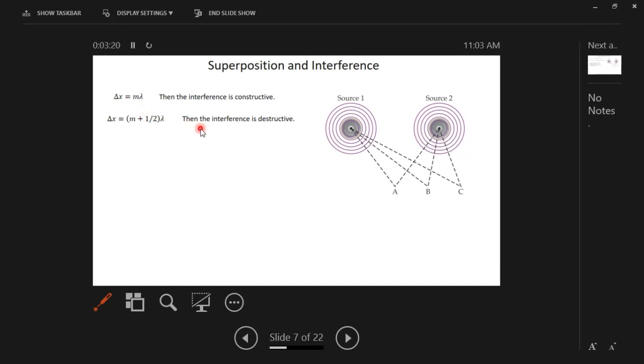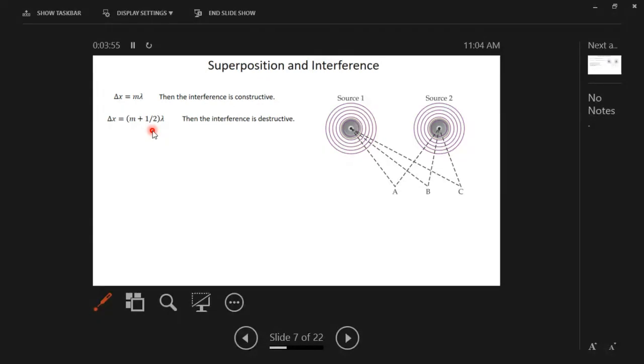But if the path difference between the two waves is m plus 1/2 times lambda, where m plus 1/2 could be just 1/2 or 3/2 or 5/2 and so on, then you are going to see a destructive interference, where the light rays or the waves in general cancel each other out. Now, let me tell you that you can use this if the phase difference between the two waves is just a result of the path difference.